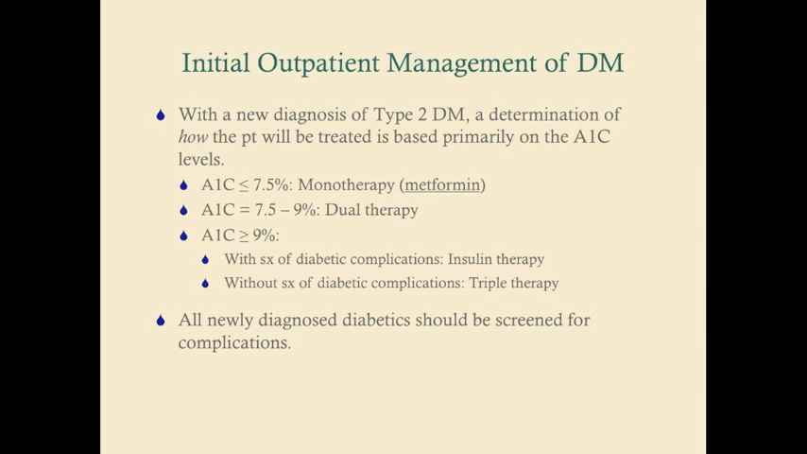If they do have symptoms of diabetic complications, so let's say they got peripheral neuropathy or they got gastroparesis, then we're going to have them on some kind of insulin regimen. And that can be, let's say, a once daily insulin regimen plus a monotherapy with an oral anti-hyperglycemic, or just plain old insulin alone.